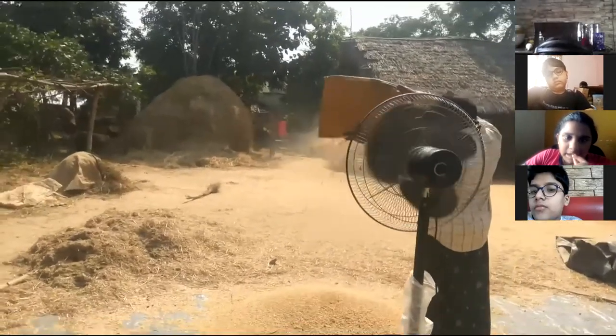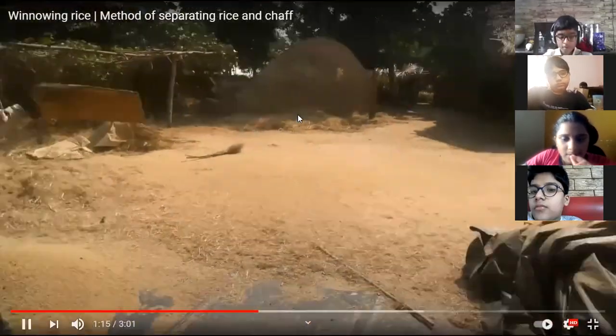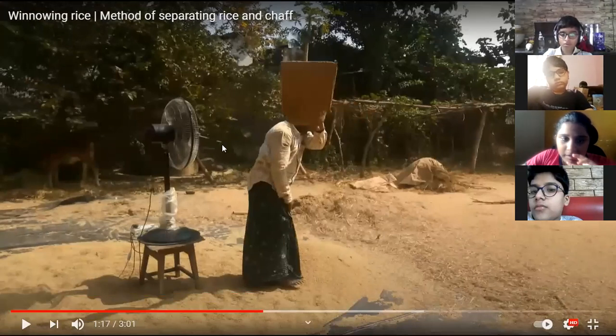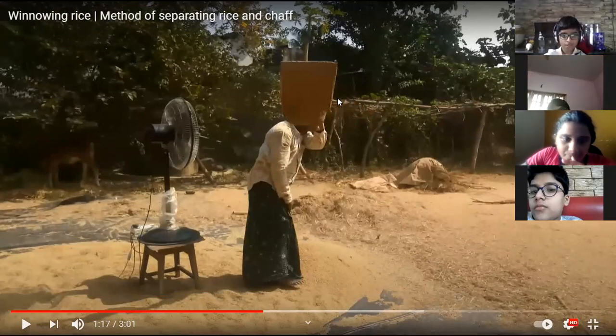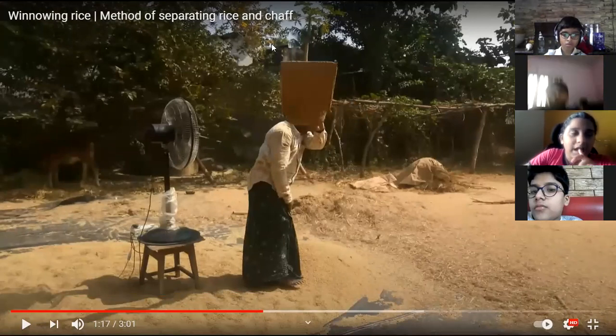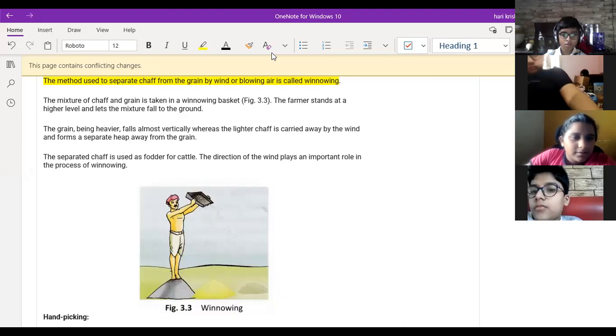Can you see now clearly? Yes. Clear now, winnowing? Yes, sir. So what are the different terms in the winnowing process? Hand picking will not come in winnowing, right? Yes, sir.